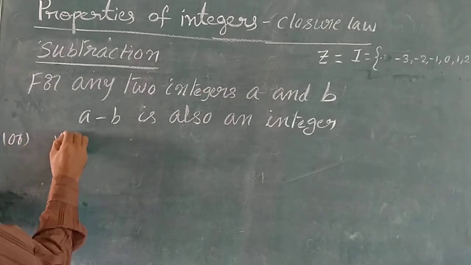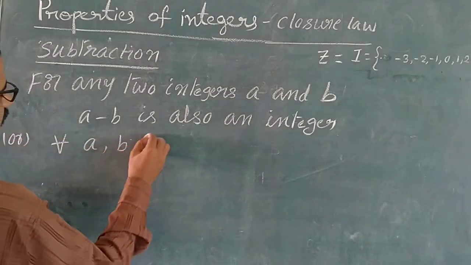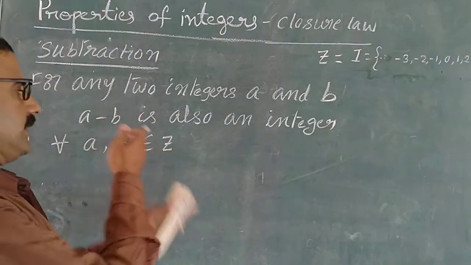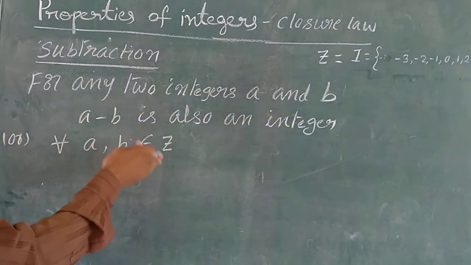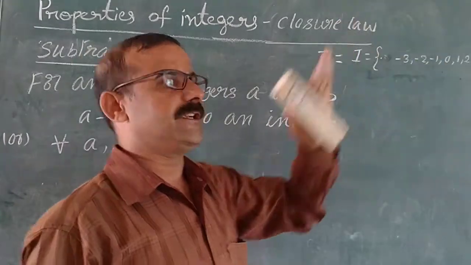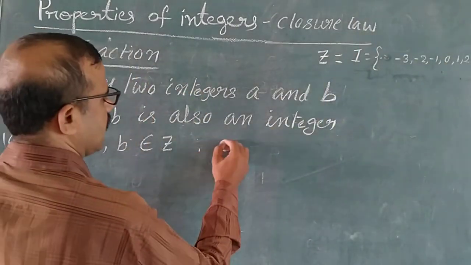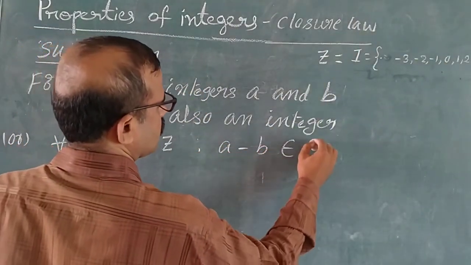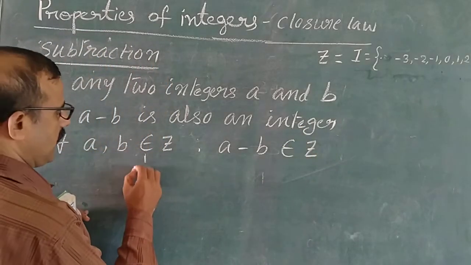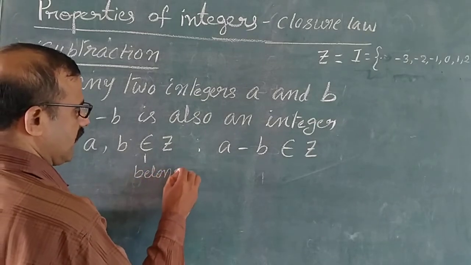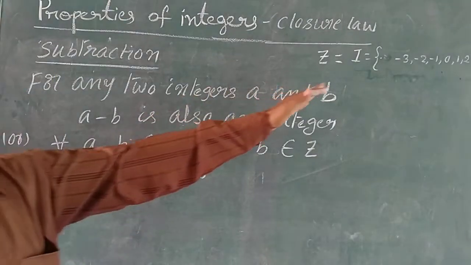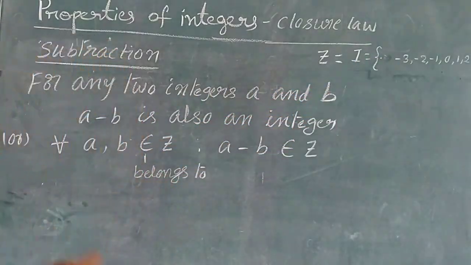So we write in another way also. That is, for all a comma b belongs to Z or I. So a is an element in the set of integers, b is also an element in the set of integers. For all means any integer. Take any integer from the set of integers. So that is a minus b belongs to Z or I. This is called belongs to. Belongs to means the element or the number is in the set of that particular integer set.